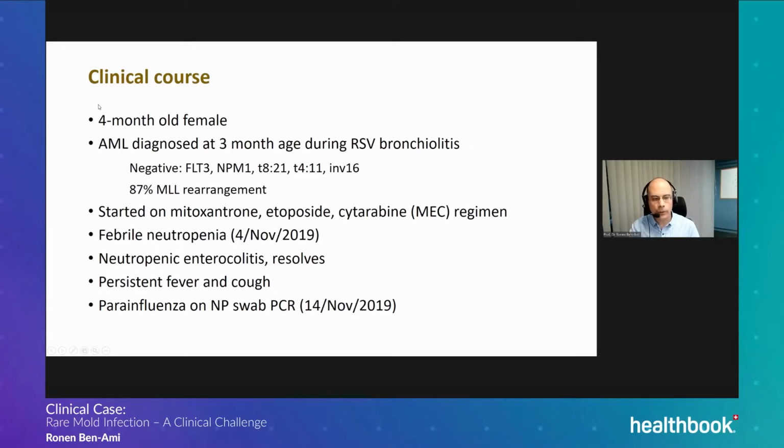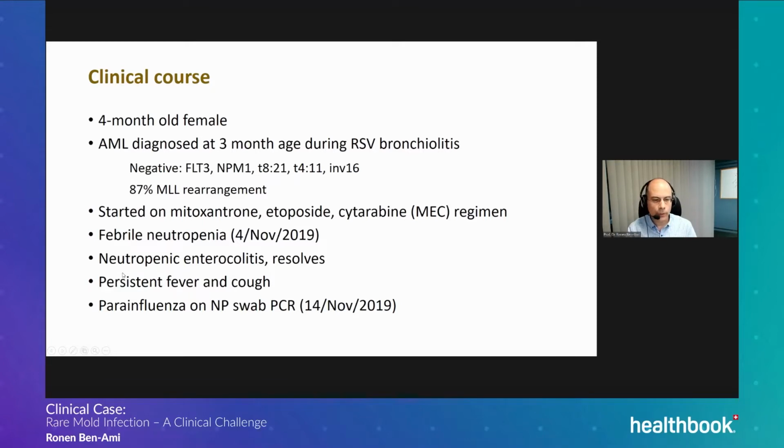I would like to open just by saying that I was consulted about this case, but in fact, this patient was managed by my pediatric colleagues, and specifically Professor Galia Grisaro from the Dana Children's Hospital, who was very kind and allowed me to present this case today. The patient was a 4-month-old female who became ill at the age of just 3 months when she was being treated for RSV bronchiolitis, and then she was diagnosed with acute myelocytic leukemia in the same hospitalization.